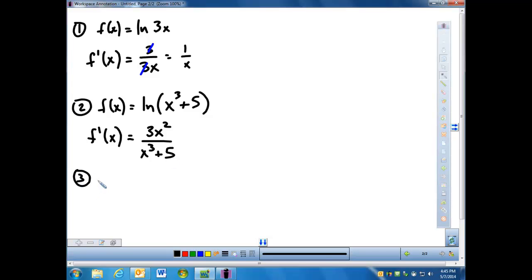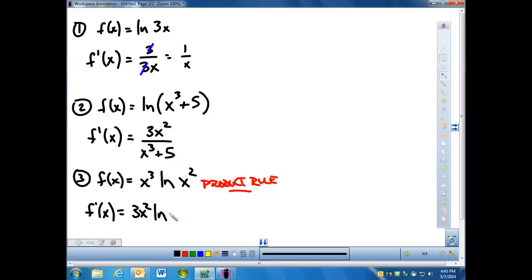Let's continue to make these a little bit more difficult. Now the function is x to the 3rd times the natural log of x squared. Again, push pause before you see me do it. Now, for this one, I'm going to have to use the product rule. I've got a couple of things being multiplied together here. So it's going to be the derivative of the first part, which is 3x squared, times the second part, the natural log of x squared, plus the derivative of the second part, which is going to be 2x over x squared, which is 2 over x, times x to the 3rd.